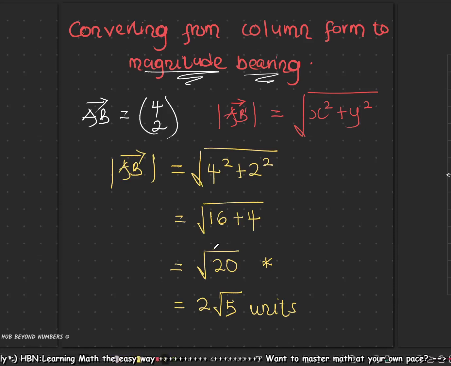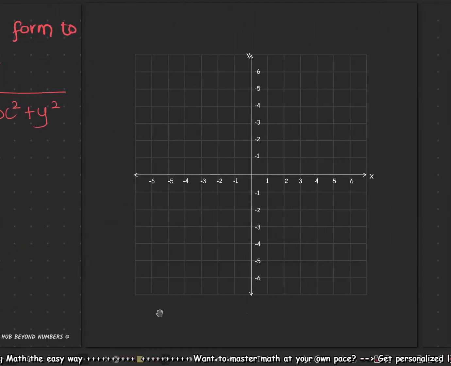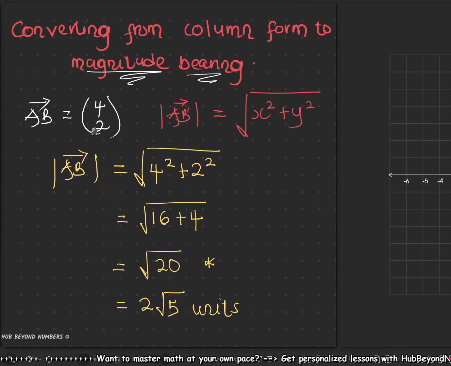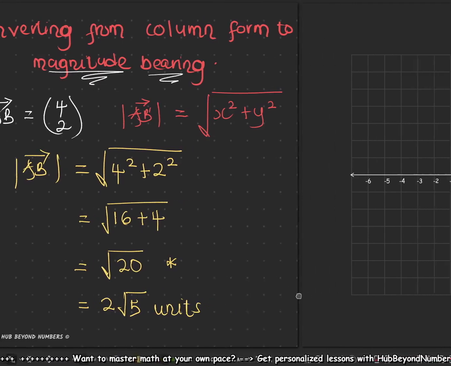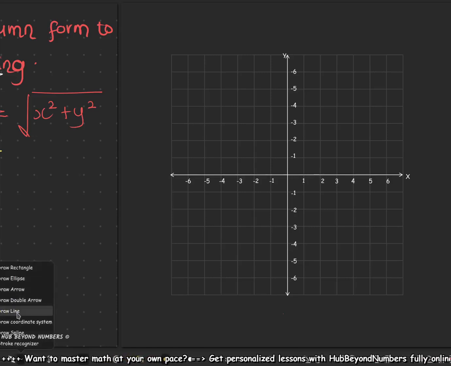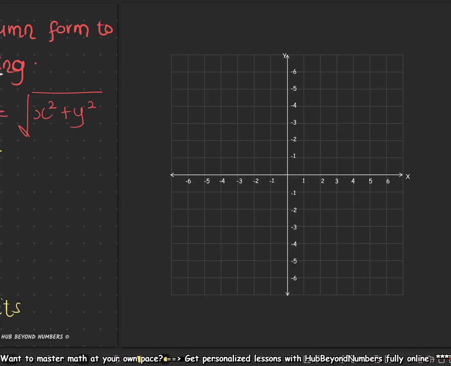What we need now is the bearing. To get the bearing, you go to your graph and draw using the components. On x it's 4 and on y it's 2. So we come here and draw that out, so we have a graphical representation of the vector. From this point, moving towards 4, but then 2 up.